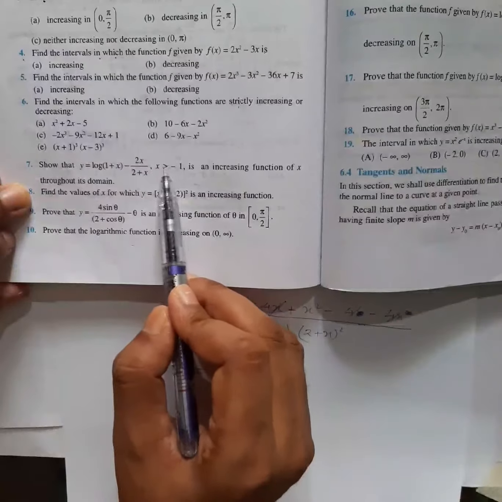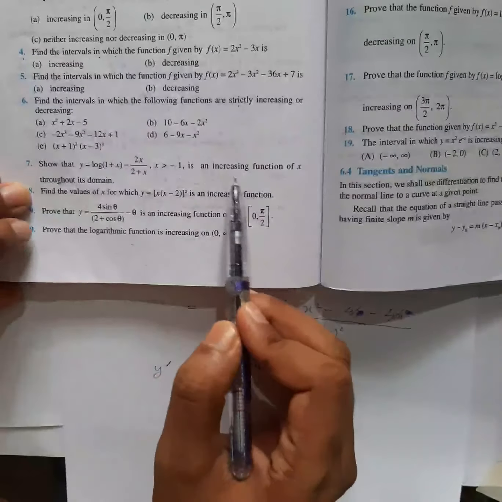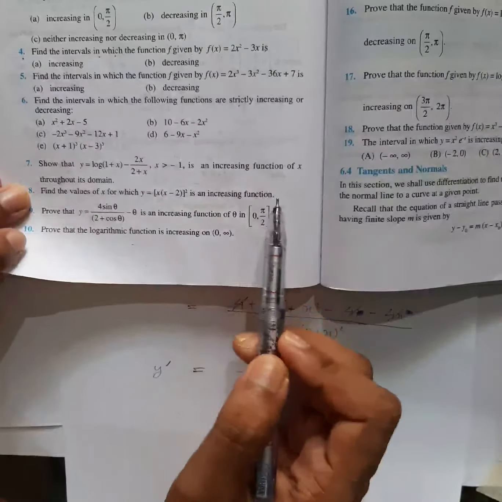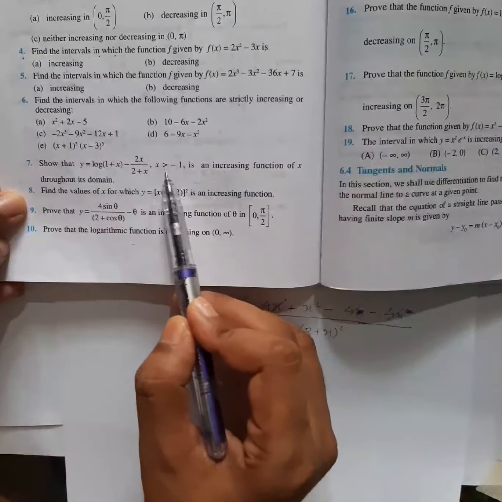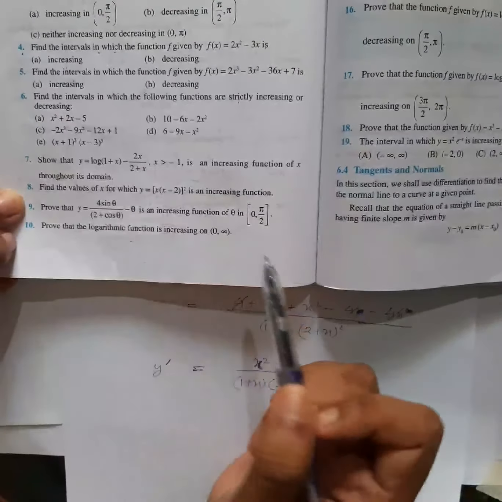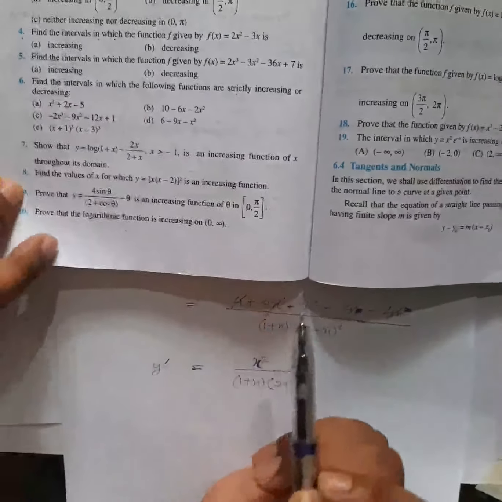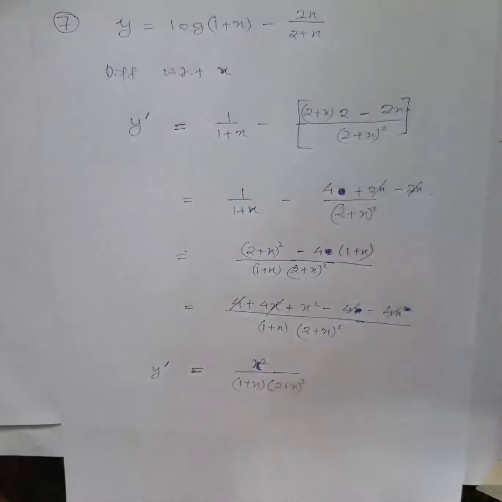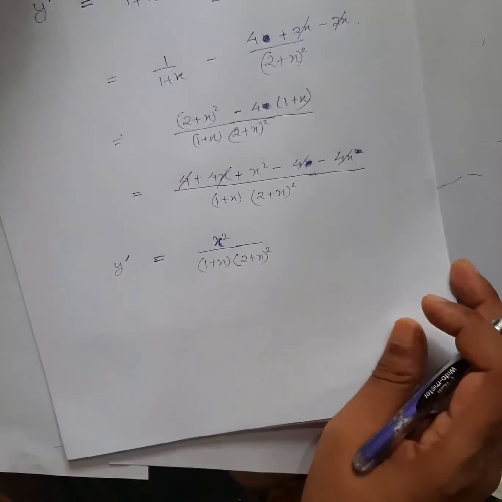Means for x greater than −1, you have to show that this function is increasing. Basically, we have to find the interval only, right? x greater than −1 means −1 to infinity. So I have to show that this function is increasing for x greater than −1. How will we show that? With the help of the derivative, we can show where the graph is increasing.